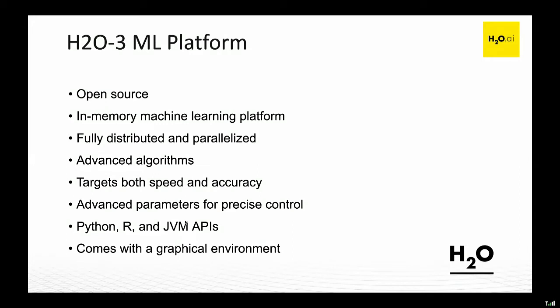It comes with your typical and advanced algorithms for statistical analysis, clustering, dimension reduction, your typical algorithms like GLM, GBM, deep neural nets, a whole toolkit of ensembles. We're talking distributed trees, random forests, etc. And some of the feedback about the most powerful focuses of the platform is that it targets both speed and accuracy.